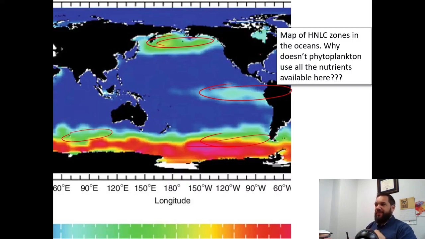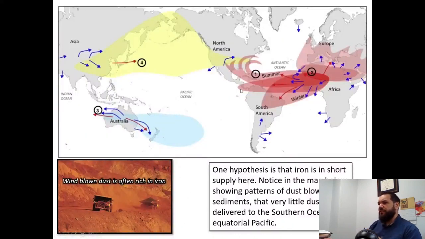Now, some of these things you might be able to chalk up to the cold temperatures that are lowering the amount of chlorophyll, the amount of phytoplankton that can survive there. But some places here, like near the equator, we have high nutrients, but not sufficient amounts of chlorophyll, phytoplankton. You'd think there should be more, given the nutrient levels there. So what are some of the reasons for that?